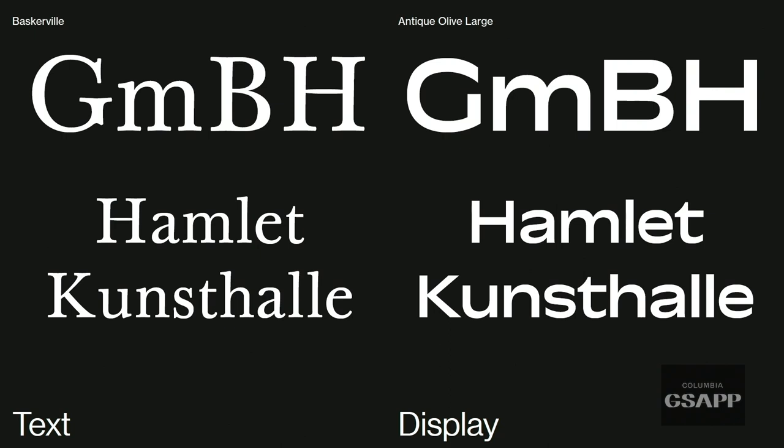On the right, you have Antique Olive, which is designed by French type designer Roger Excoffon. It's got a lot more expression. Strange weight distribution between top and bottom. It's quite wide and extended in terms of its proportion. Again, it's probably going to be much more pleasant to read a longer text in Baskerville than it would be in Antique Olive Large.